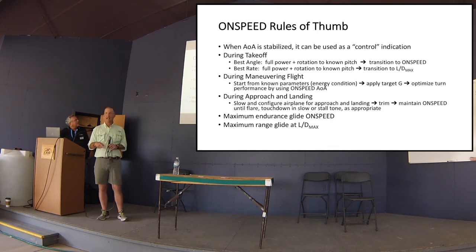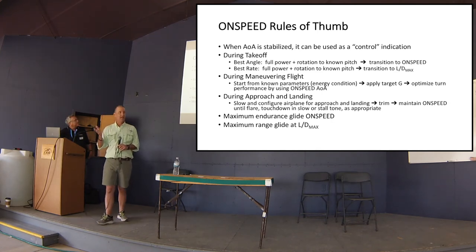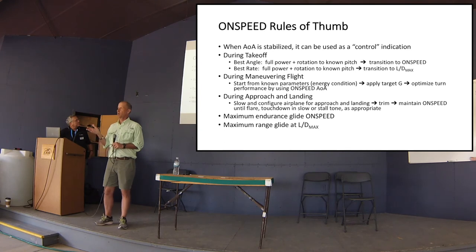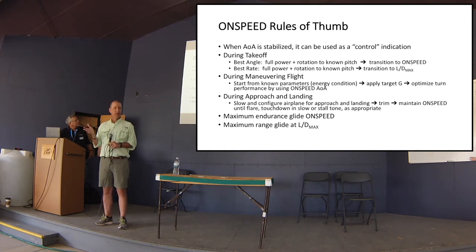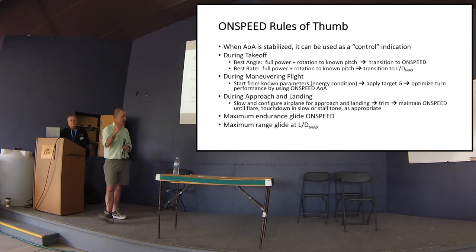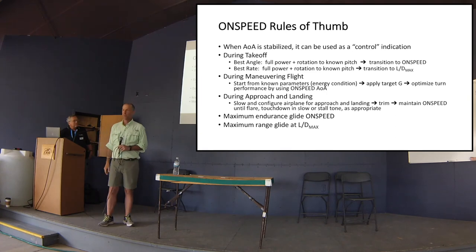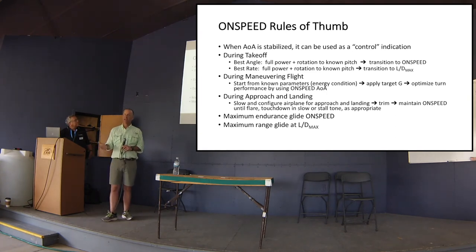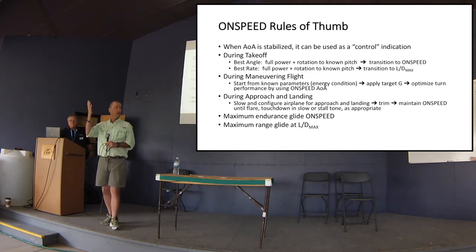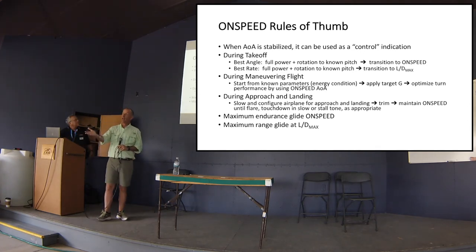Okay? And during approach and landing, you just simply fly on speed until it's time to start to flare. You slow down to slightly slow, and you either land in slightly slow or slow tone, depending on whether you have conventional gear or nose wheel. If you lose the engine, well, maximum endurance glide is going to happen on speed. That's your maximum hang time, right? So your maximum range glide is going to occur at L over D max. So you can hear all of that.